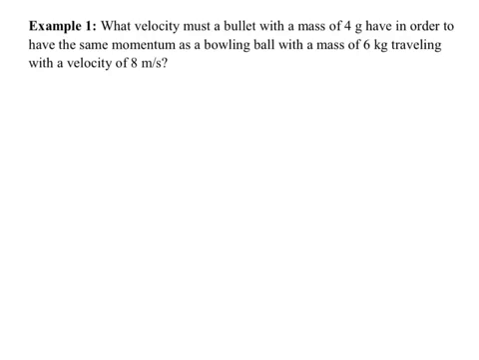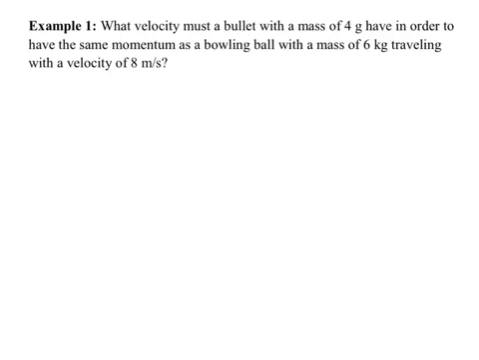So example 1 says, what velocity must a bullet with a mass of 4 grams have in order to have the same momentum as a bowling ball with a mass of 6 kilograms that's traveling with a velocity of 8 meters per second? Okay, so we have a bullet with a mass of 4 grams and a bowling ball with a mass of 6 kilograms. We have the bowling ball's velocity. We want to know what velocity the bullet needs so that they have the same momentum.